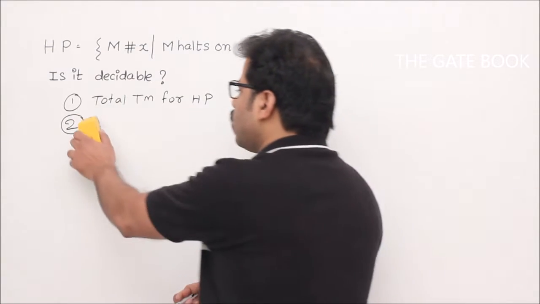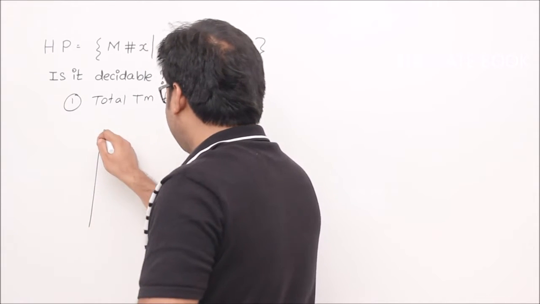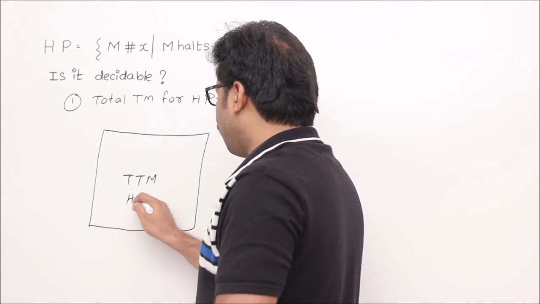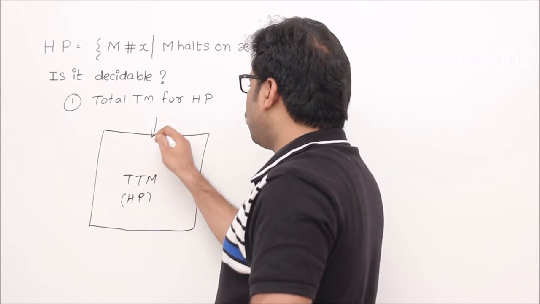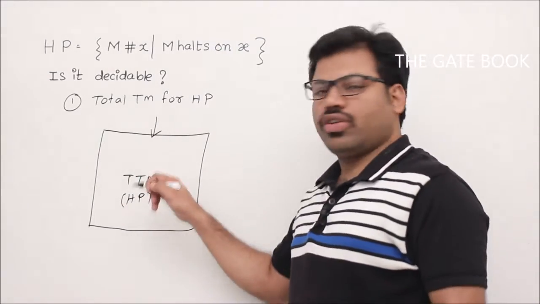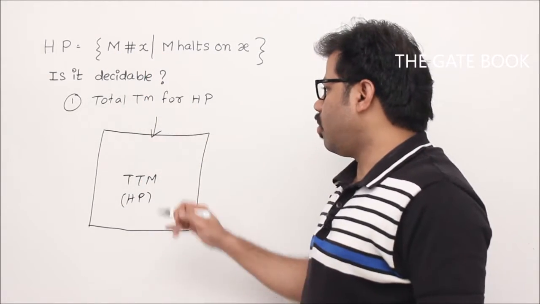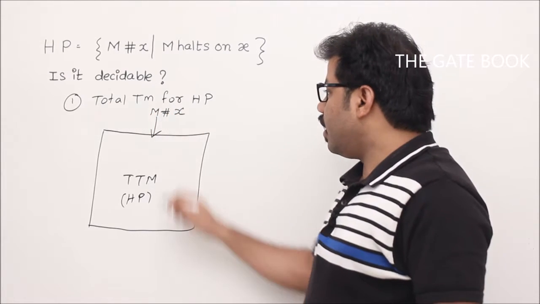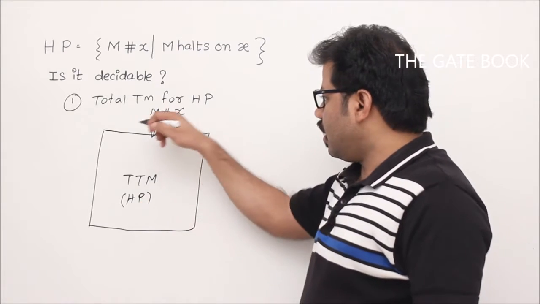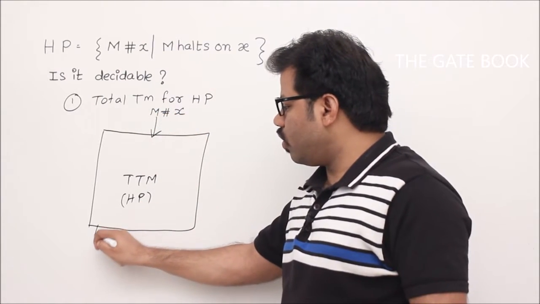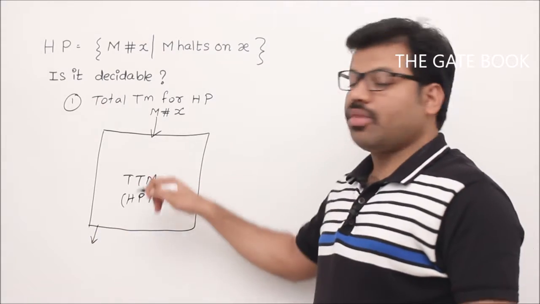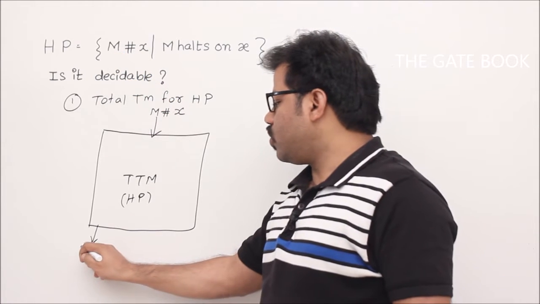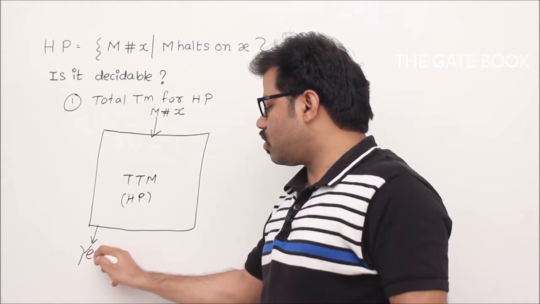What is the functionality of the total Turing machine? It should have this kind of structure. Let's say this is your total Turing machine for the halting problem. What input do we have to give to this total Turing machine? Instances of the halting problem, correct? That means you give some input like m#x. If m halts on x, your total Turing machine should do what? It is a total Turing machine for the halting problem, and m#x is a string in your language, correct? We should say accept.